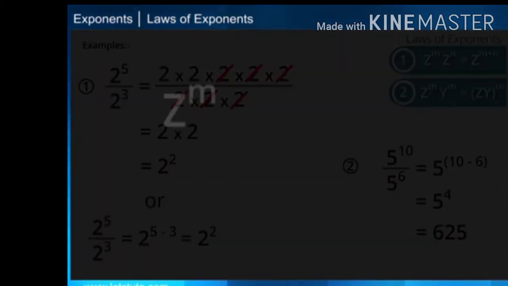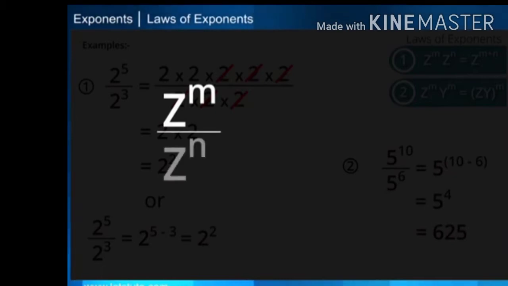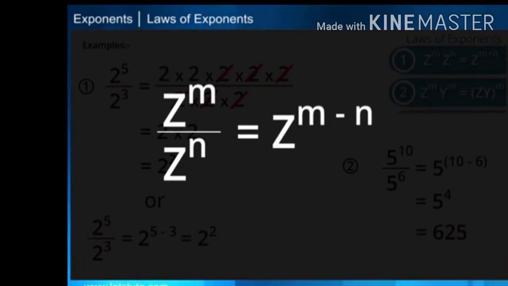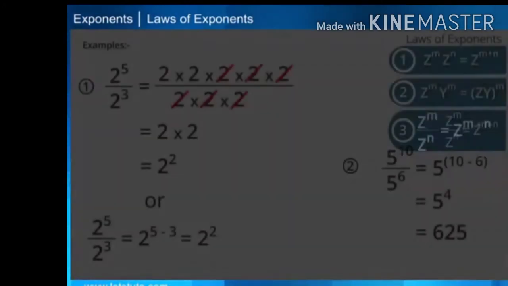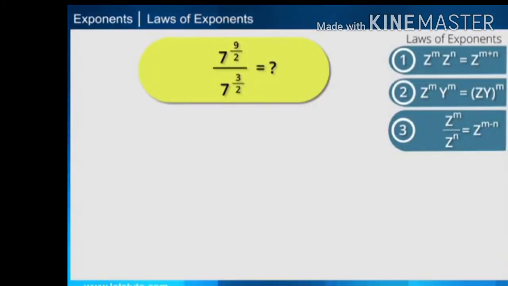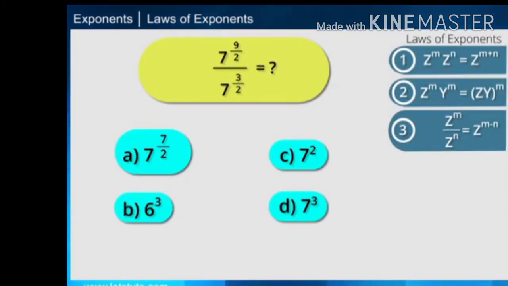Therefore, z raised to the power m divided by z raised to the power n is equal to z raised to the power m minus n. So this is our third law of exponent. What will be 7 raised to the power 9 divided by 2 divided by 7 raised to the power 3 divided by 2?